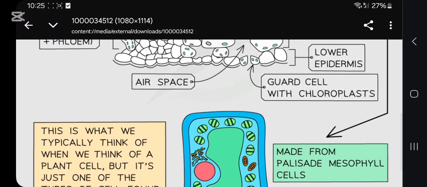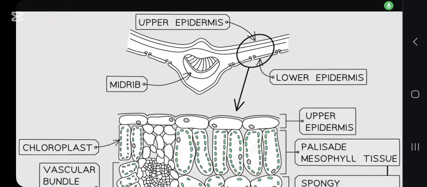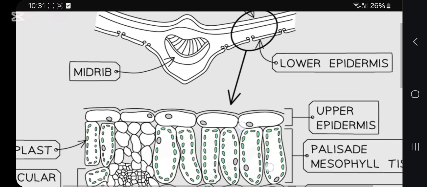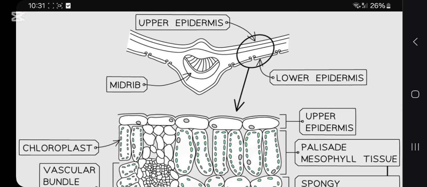The functions of the leaf structure: the upper epidermis is transparent and thin, and it allows the light to pass through. The upper epidermis also secretes a waxy substance that is thin and transparent, called the cuticle. This creates a waterproof covering, and it prevents water loss.